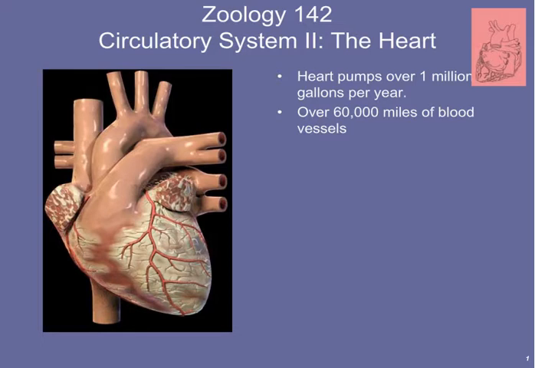Today we're going to be looking at the heart, and the heart is a muscular pump that is responsible for pumping blood all throughout the body, and as this slide says, it does a tremendous amount of work. It will pump over 1 million gallons of blood a year through over 60,000 miles of blood vessels, and it does this for your entire lifetime without even resting. It really is a miraculous organ.